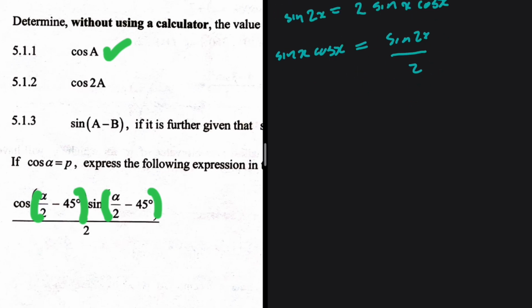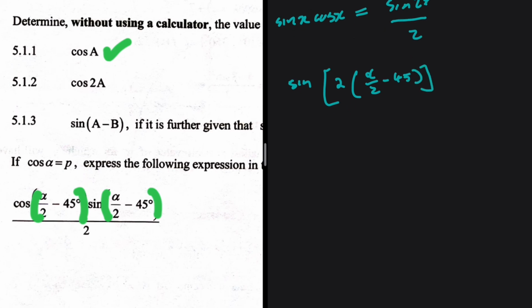So in our case, sine of 2x. We have sine of, let me open a bracket first, we have sine of 2, right? And then x is alpha over 2 minus 45. This is what we have in our case. Everything divided by 2, right? And then this is equal to sine of 2 and 2, I will cancel out, right? We're going to be left with alpha minus 90.